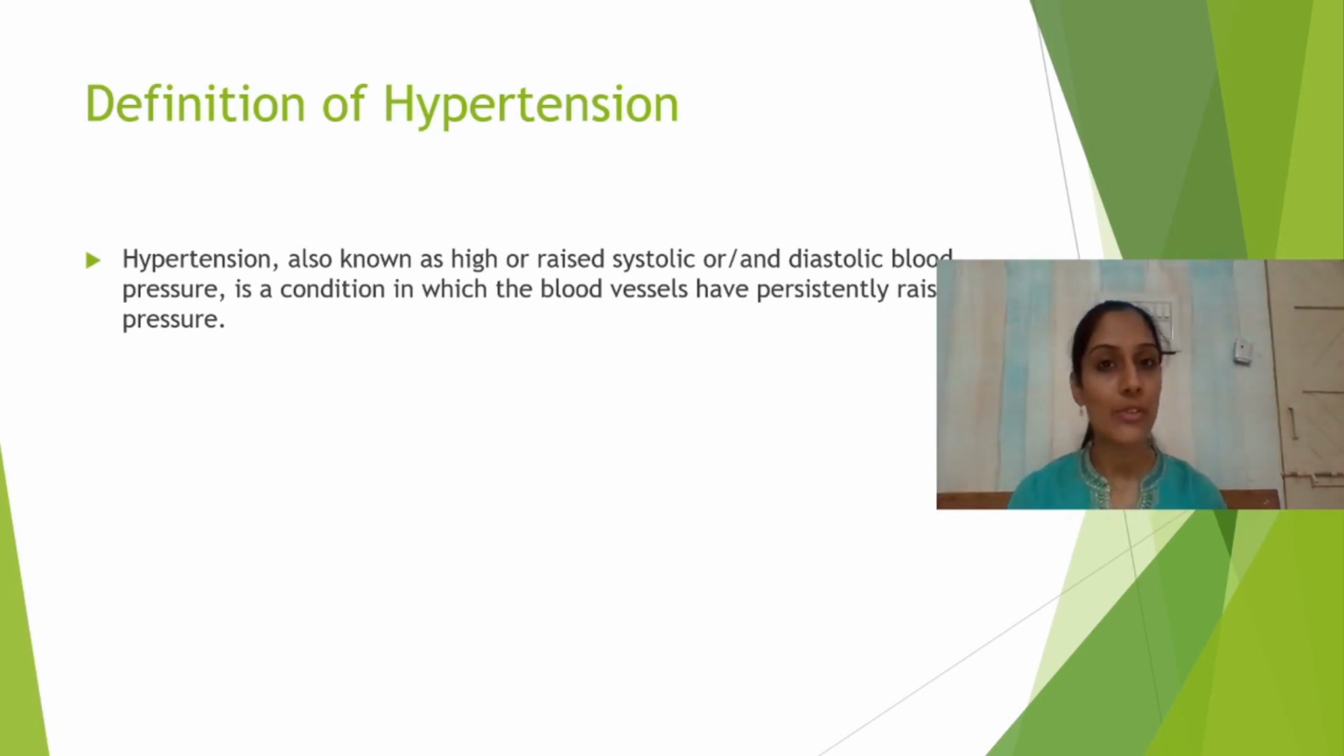So what is hypertension? First you should separate the term hypertension, meaning hyper and tension. Hyper, that is elevated, and tension, that is related to pressure. So in today's topic we are discussing hypertension, which is known as raised or elevated systolic and diastolic blood pressure, right?